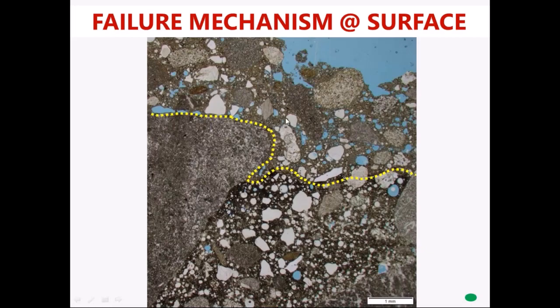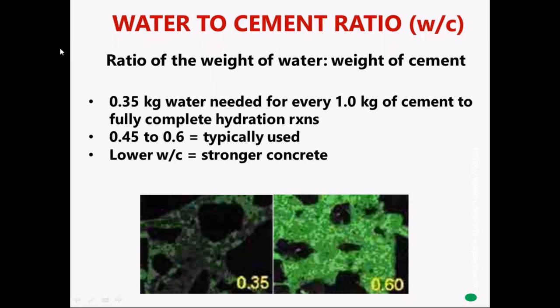That's what causes the failure, and that's what I pass along to the client. Another aspect of the concrete that we can determine is the water to cement ratio of the paste. So this is the ratio of the weight of the water relative to the weight of the cement. In an ideal world, you'd need 0.35 kilograms of water for every 1 kilogram of cement in order for all of the hydration reactions in the cement to reach completion.